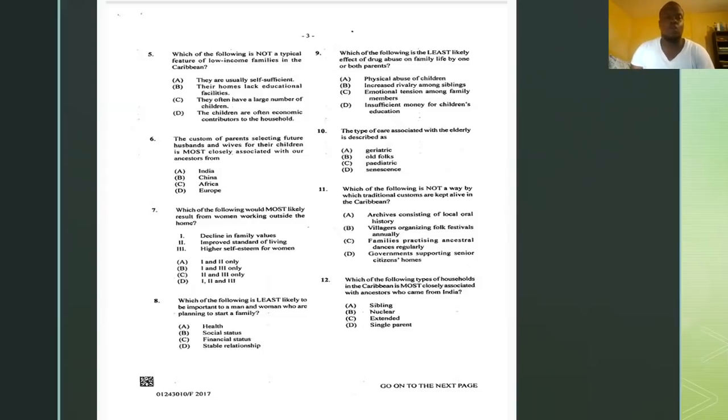Number 8 says, which of the following is least likely to be important to a man and woman who are planning to start a family? Which is least likely important? So all of these answers are important, but you must find the one that is least important. So is it A, health, B, social status, C, financial status, D, stable relationship?